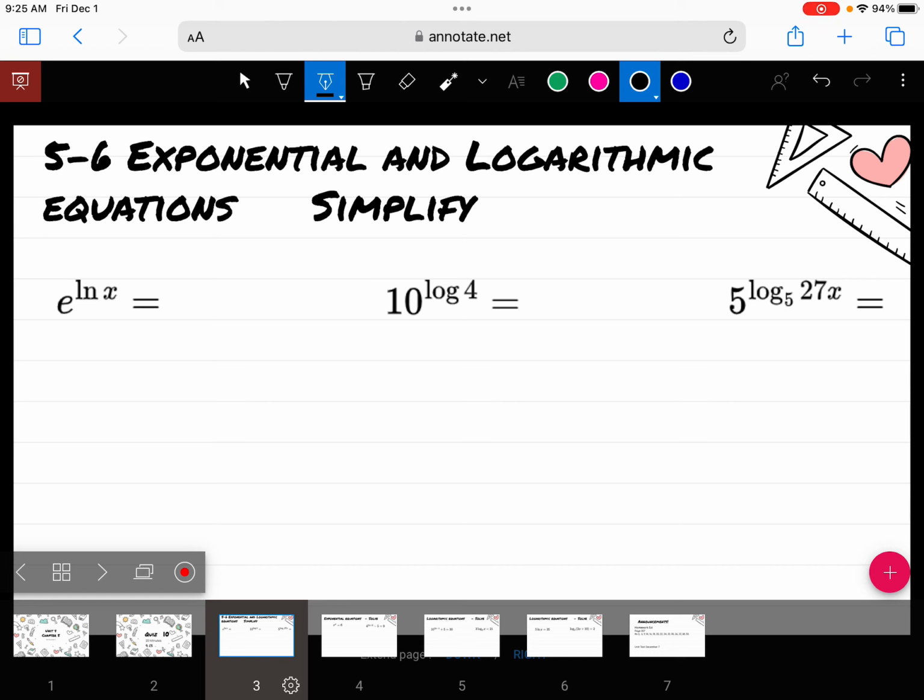Alrighty, y'all. We are still doing notes today. It's not a super ton of them, but we're going to keep going with our solving stuff that we started working with yesterday.